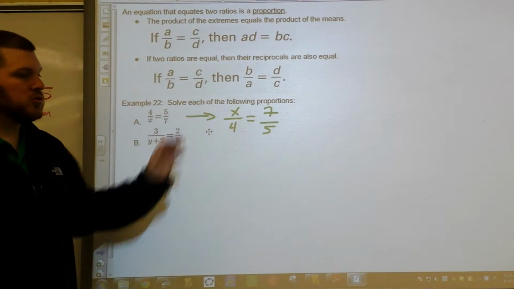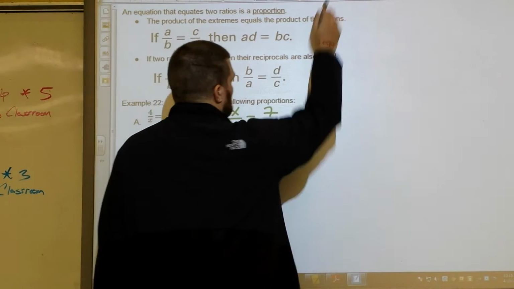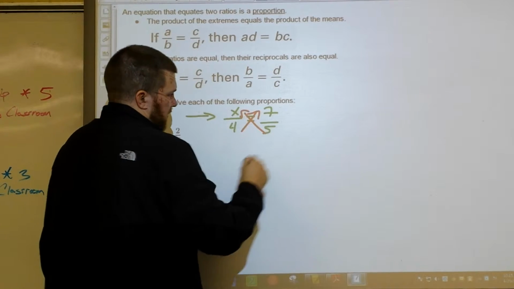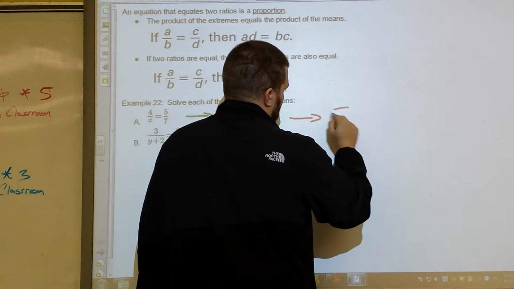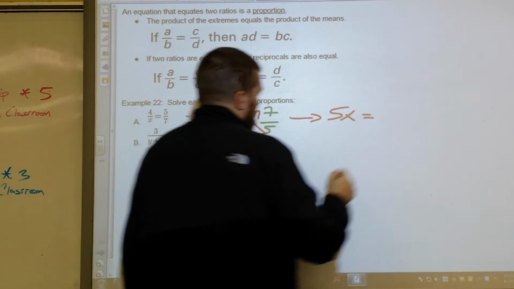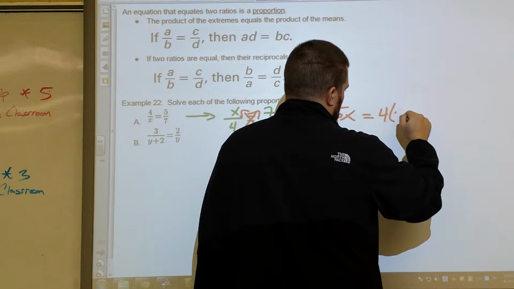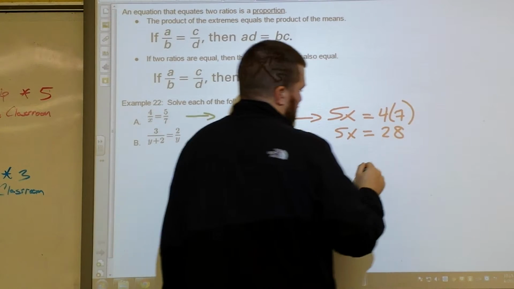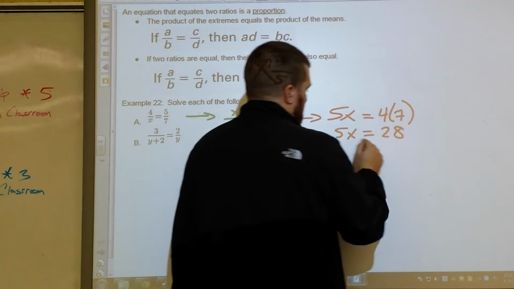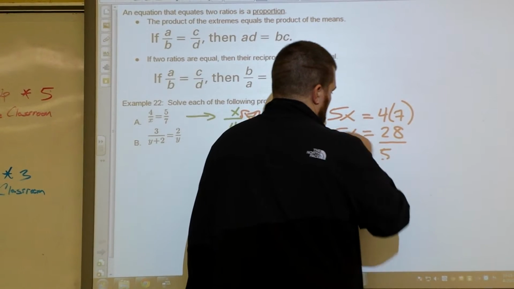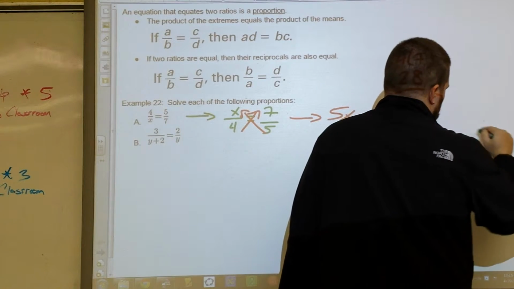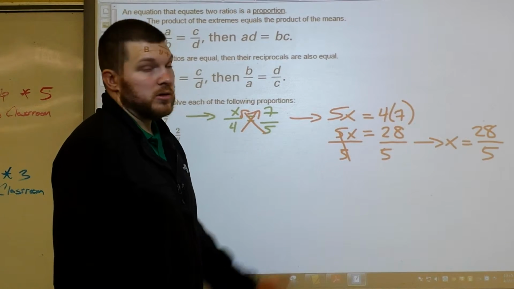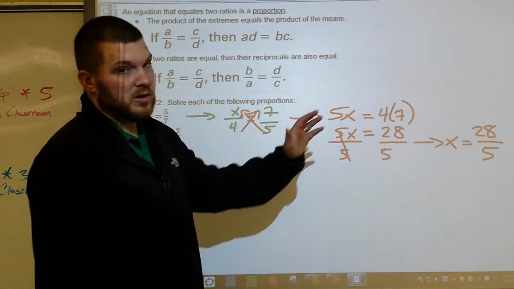Now what I want to do is cross multiply. So to do that, I'm going to multiply 4 times 7 and 5 times x. So I have 5x equals 4 times 7, which is just simply 28. Now I'm going to solve by dividing by 5. And we get x equals 28 over 5, because that doesn't reduce very nicely at all. So I'm going to leave it alone. You could turn it into a decimal and round if you wanted to. I'm going to leave it as a fraction.